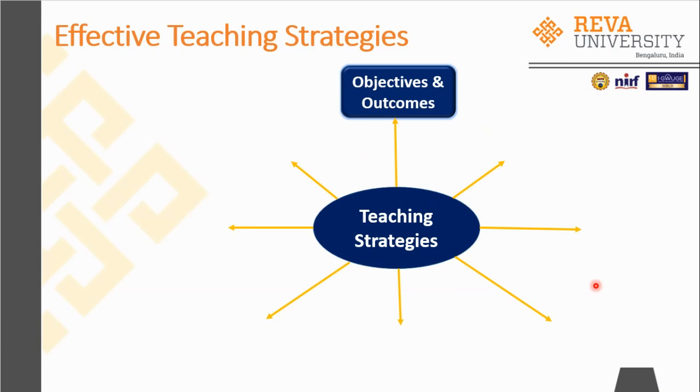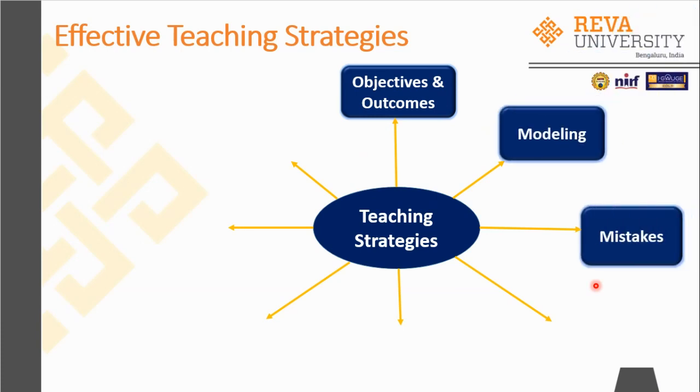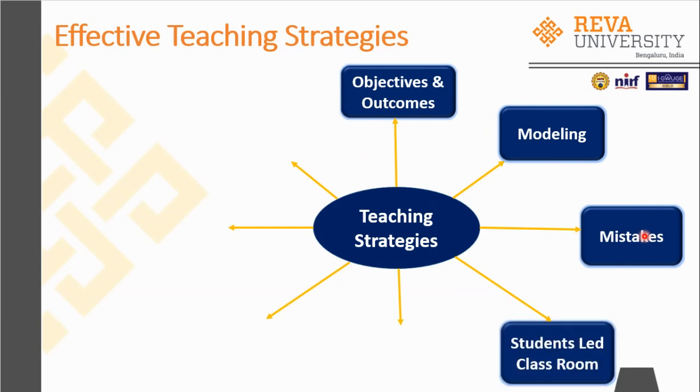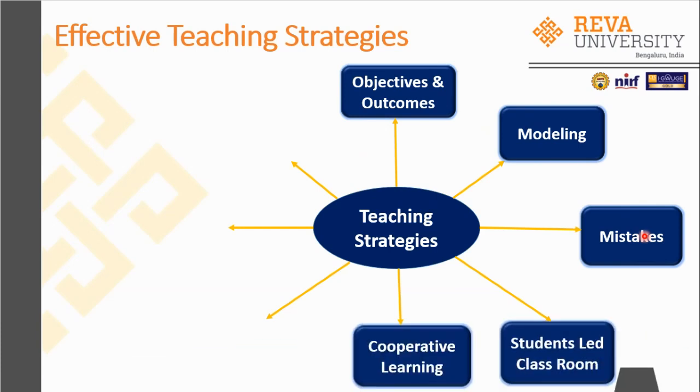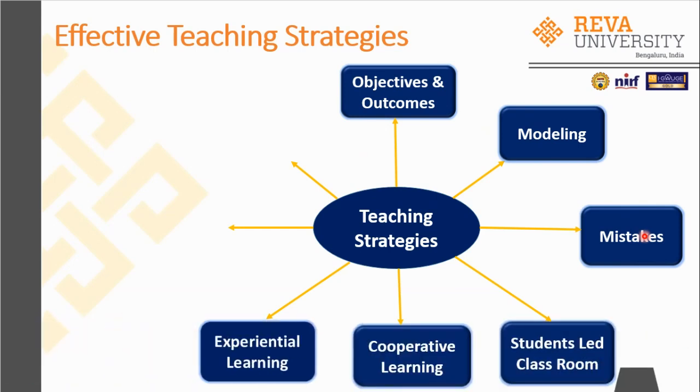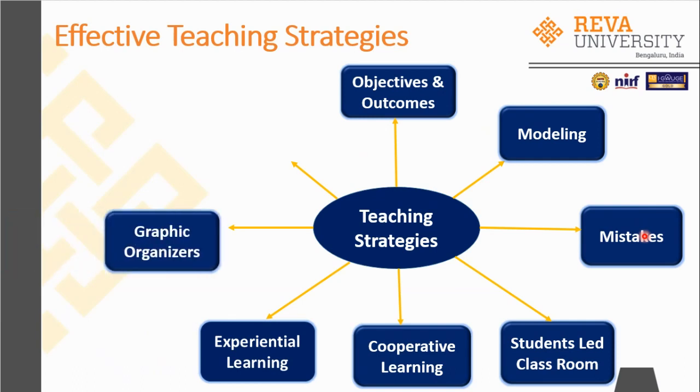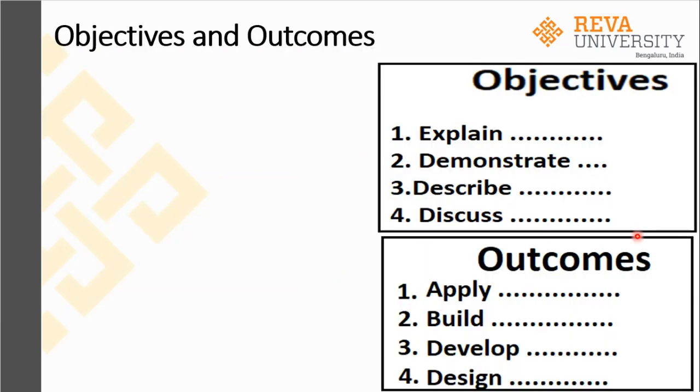One is the objectives and outcomes, then modeling, mistakes, students-led classroom, cooperative learning, experiential learning, graphic organizers, and feedback. These are some of the strategies which a faculty can employ either during online teaching or offline teaching. Let us look at these components one at a time.